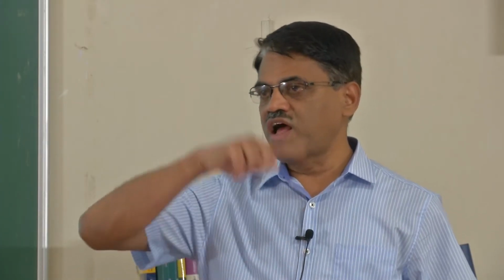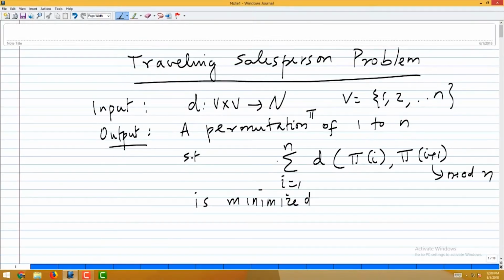You know what the problem is: you want a permutation such that the total length of that cycle is minimized among all possible Hamiltonian cycles in the graph. A Hamiltonian cycle is simply a permutation of 1 to n, and these are the consecutive distances. I am adding the consecutive distances, and that gives me the total length of the Hamiltonian cycle. When i is n, what is n plus 1? It just comes back to 1.